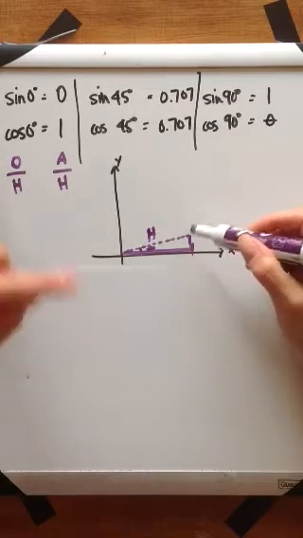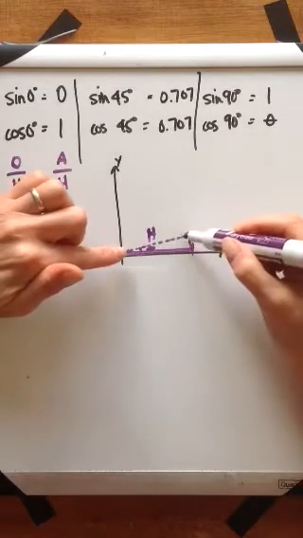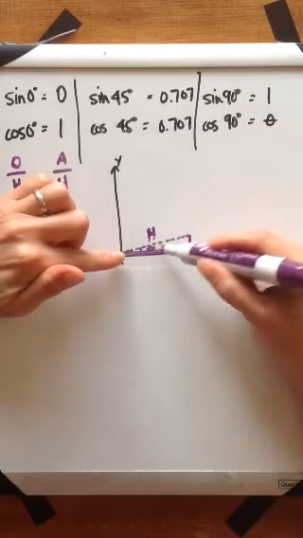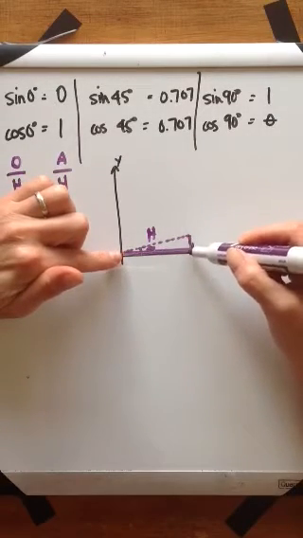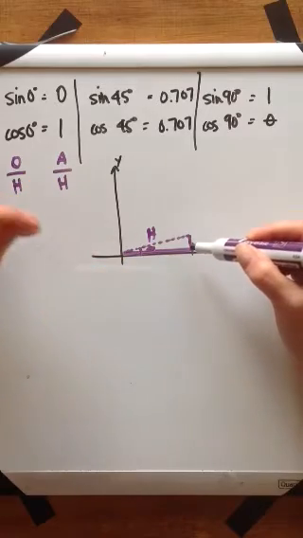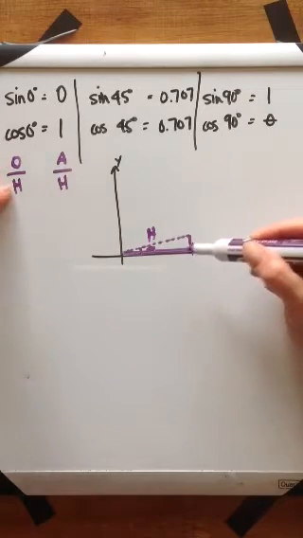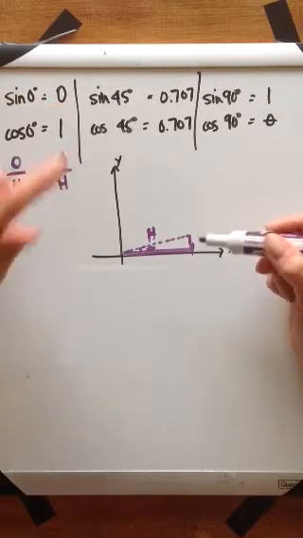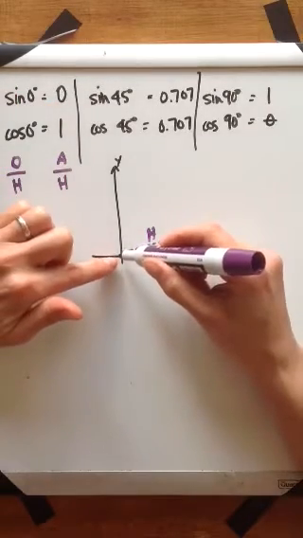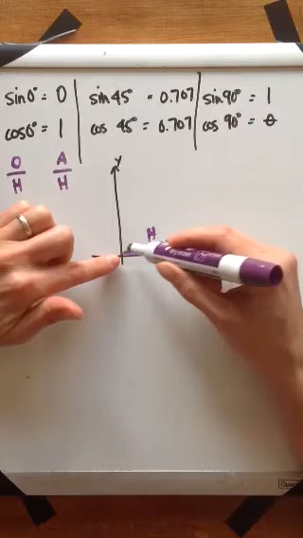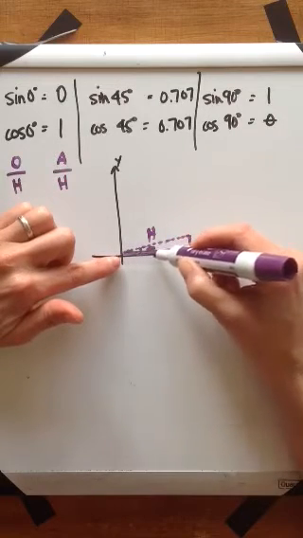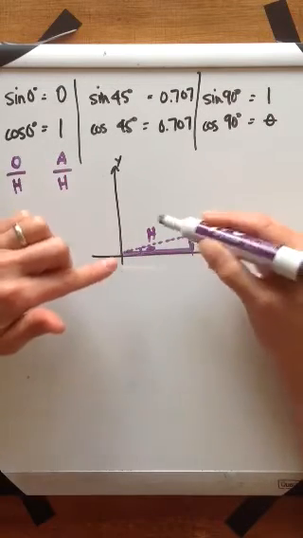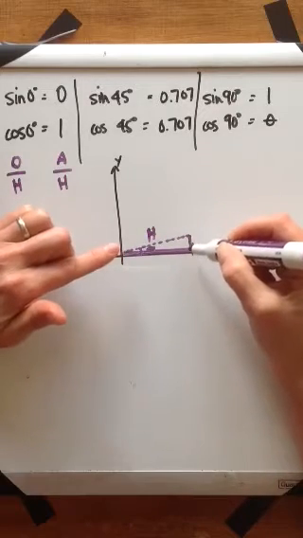So when this is lying flat, there is no opposite. The opposite is going to be 0 because there's no height. So 0 divided by any length of hypotenuse is going to be equal to 0. By the same notion, if this thing is flat, both its hypotenuse and its adjacent will have the same length because they're one on top of the other. There's no height.